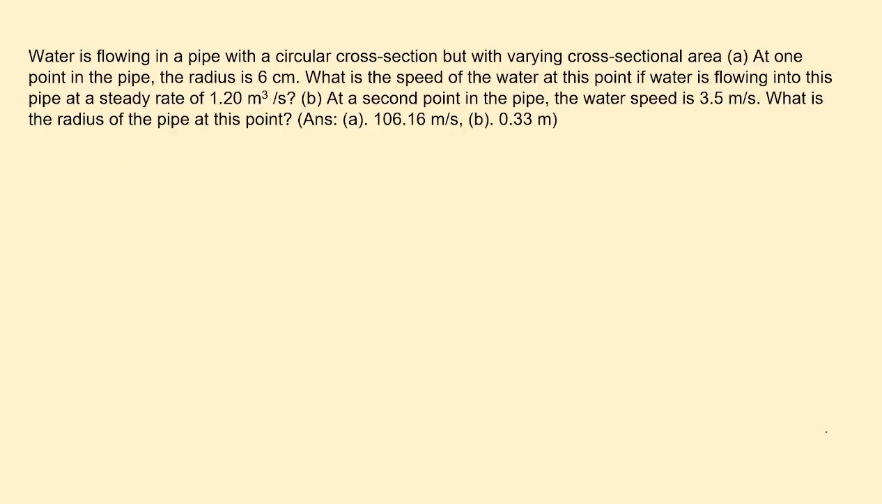Now move to the second problem. Water is flowing in a pipe with a circular cross section, but with a varying cross-sectional area. Question A: at one point in the pipe, the radius is 6 centimeter. What is the speed of the water at this point if the water is flowing into this pipe at a steady rate of 1.2 meter cube per second? Question B: at a second point in the pipe, the water speed is 3.5 meter per second. What is the radius of the pipe at this point?